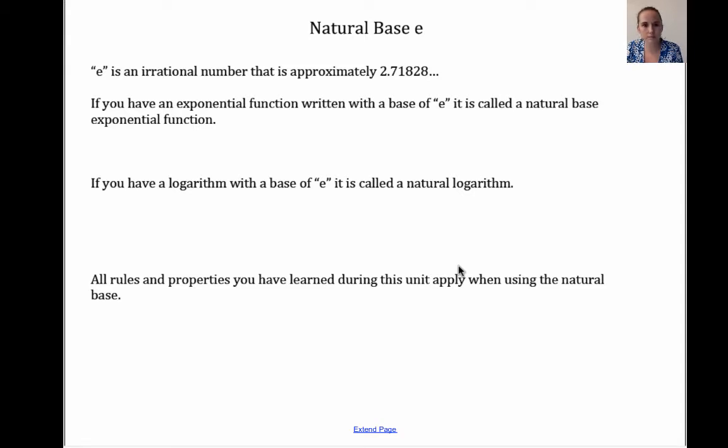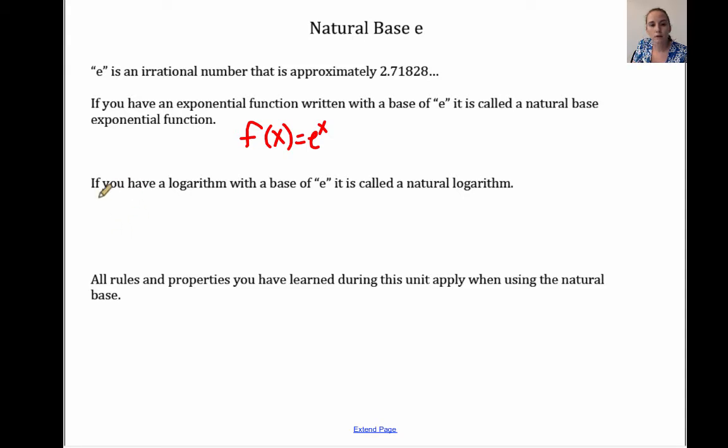It is a number. If you have an exponential function that's written with a base of e, it's called the natural base exponential function. And it would be written something like this: f of x equals e to the x power. E would be the base because it is the number. The x is the values that change. That's your variable, so you can plug in.